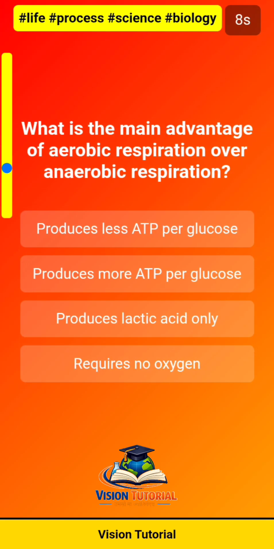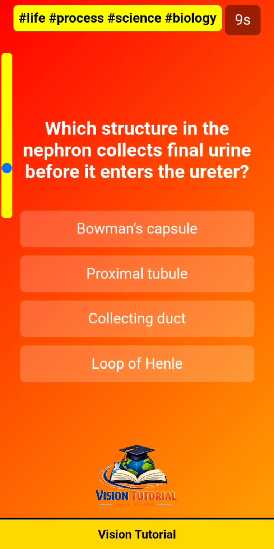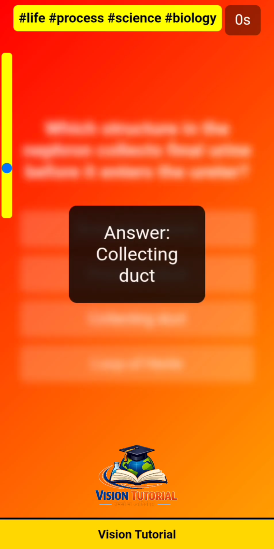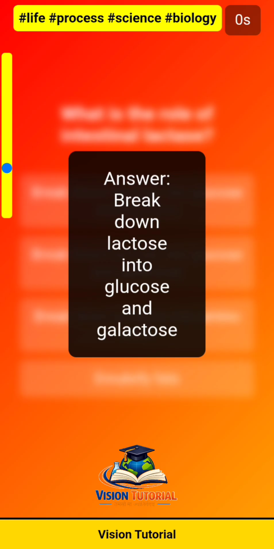The question is, what is the main advantage of aerobic respiration over anaerobic respiration? Answer: produces more ATP per glucose. The question is, which structure in the nephron collects final urine before it enters the ureter? Answer: collecting duct. The question is, what is the role of intestinal lactase? Answer: break down lactose into glucose and galactose.